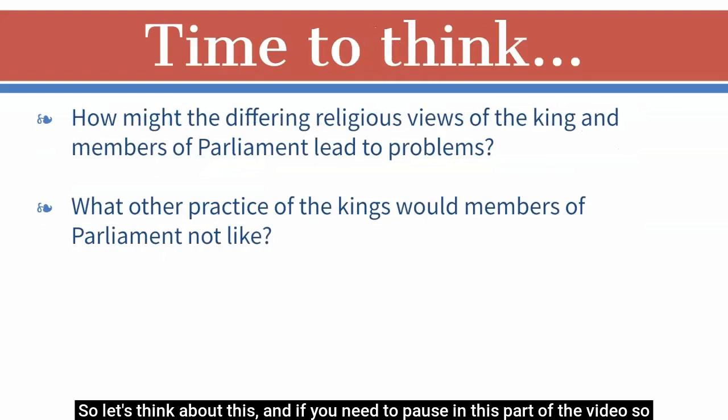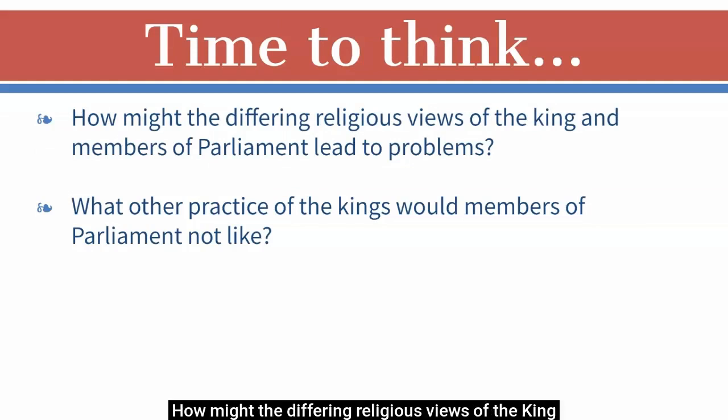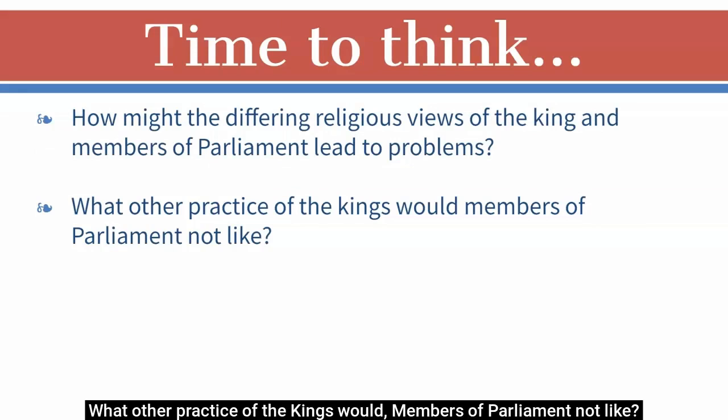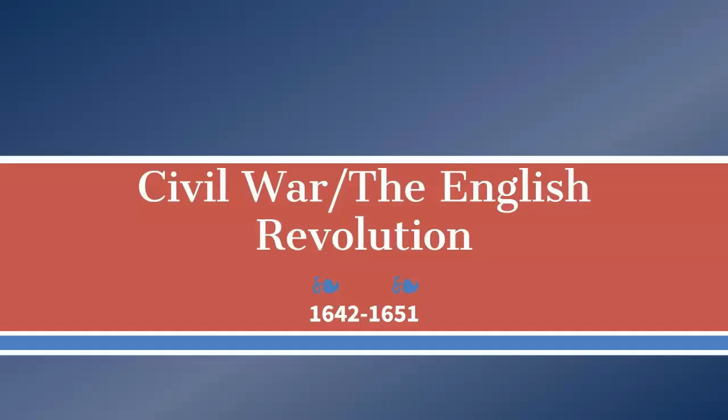So let's think about this, and if you need to pause in this part of the video so that you can think and write it down on your guided notes, please do that. How might the differing religious views of the king and the members of Parliament lead to problems? What other practice of the king's would members of Parliament not like?